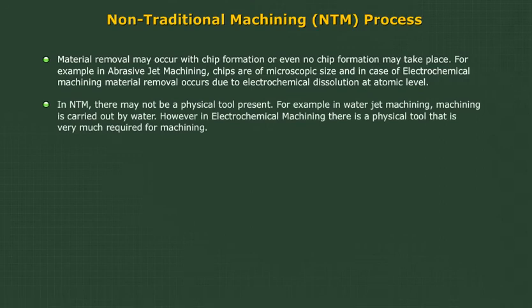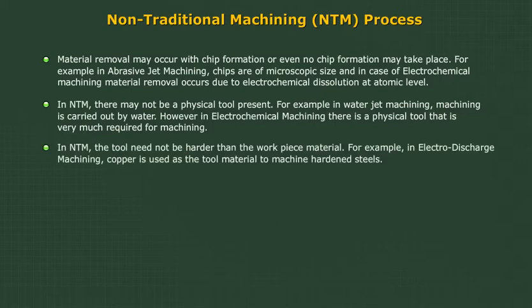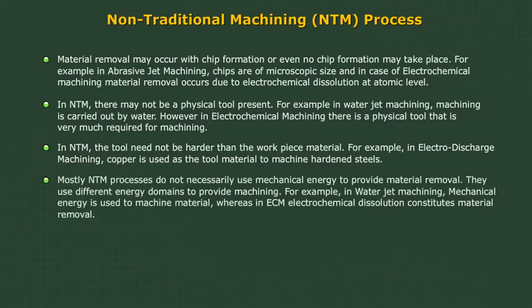In NTM, there may not be a physical tool present. For example, in laser beam machining, machining is carried out by laser beam. However, in electrochemical machining, there is a physical tool that is very much required for machining. In NTM, the tool need not be harder than the workpiece material. For example, in electrodischarge machining, copper is used as the tool material to machine hardened steels. Mostly, NTM processes do not necessarily use mechanical energy to provide material removal. They use different energy domains to provide machining. For example, in water jet machining, mechanical energy is used to machine material, whereas in ECM, electrochemical dissolution constitutes material removal.